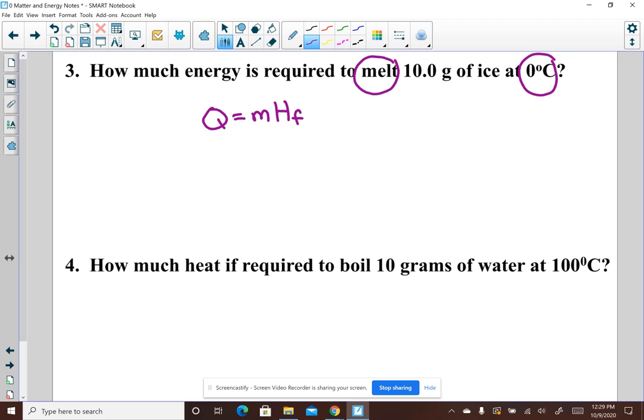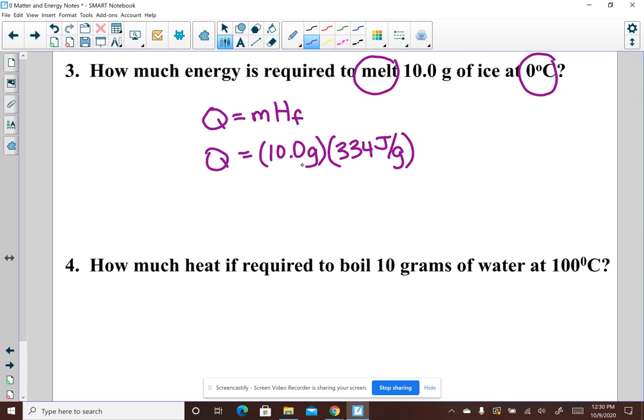Okay, so they're giving me the mass, which is 10 grams. Heat of fusion is one of those constants that you have to memorize. So for water, it's 334 joules per gram. This question doesn't actually specify a unit. Joules is the only unit they use on the chemistry regents. So if it doesn't specify, I usually just go straight to joules. If you wanted to do calories, that wouldn't be wrong because it doesn't specify it, like I said.